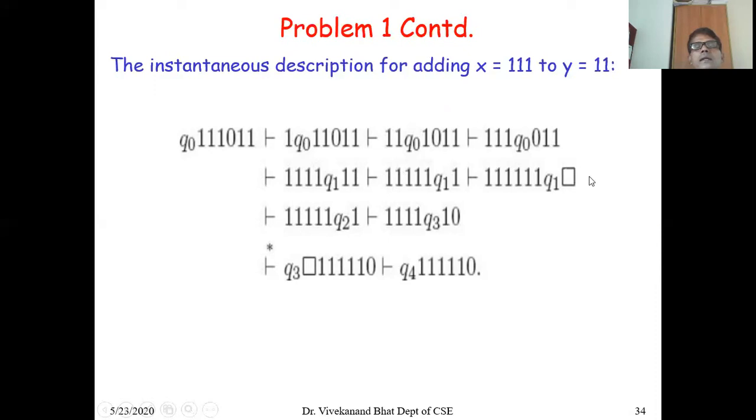Once it reads blank, it will replace blank by blank and move left. It will replace the extra 1 by 0 and move left. Keep on moving left, and once it reads blank, replace blank by blank and move right. So this is the final result, that is x plus y, which is equal to 5 in decimal. This is the unary representation.